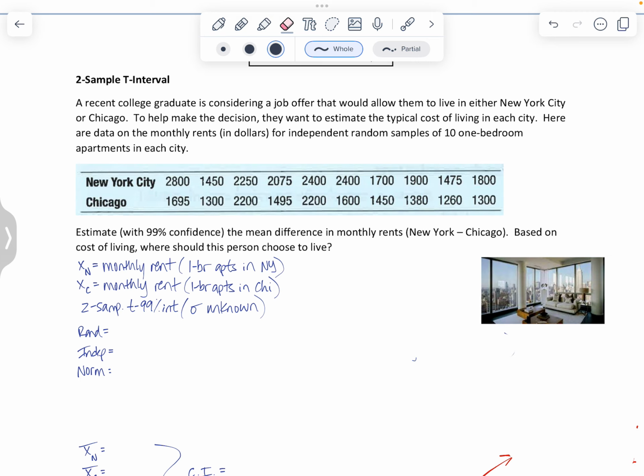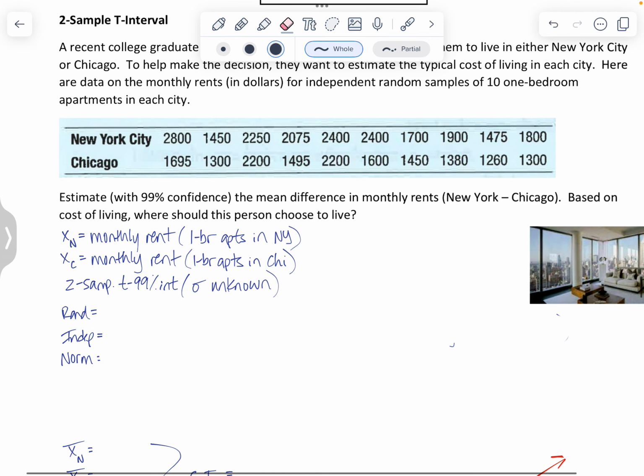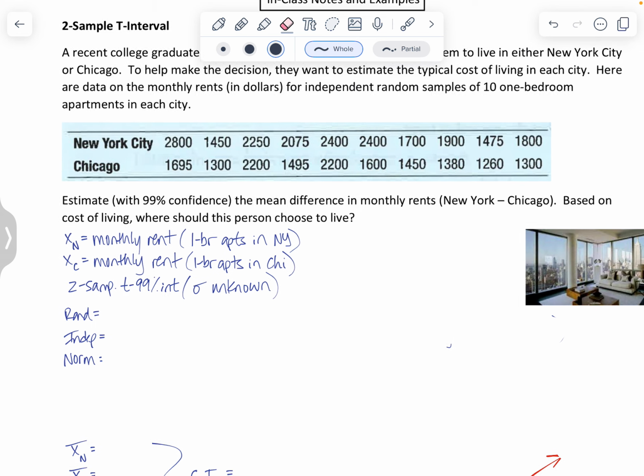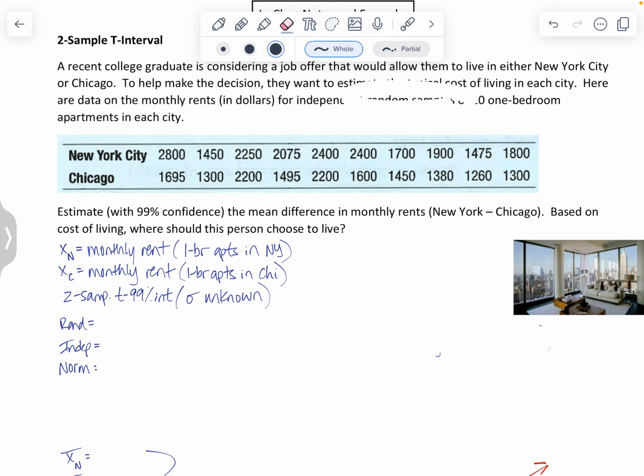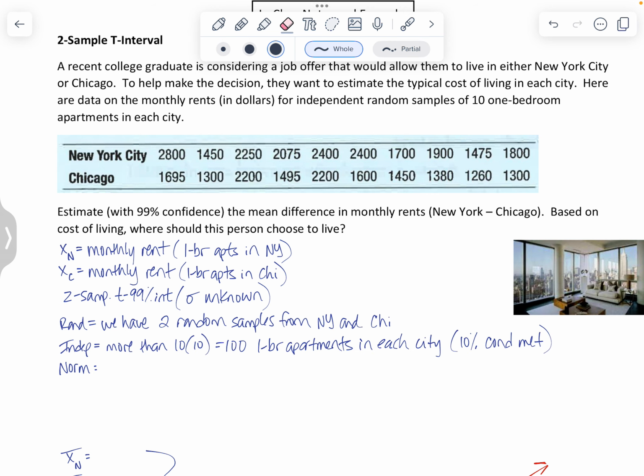Let's see what our conditions look like here. Yes, I'm going to eventually type these into the calculator, so hey, if I go too fast, pause the video and catch yourself up. But random, we did take a random sample. It does say two independent random samples. We have two random samples, one from New York and one from Chicago. Okay, great. Independent condition, there are definitely more than 100 apartments in each sample, or in each population, in each city.